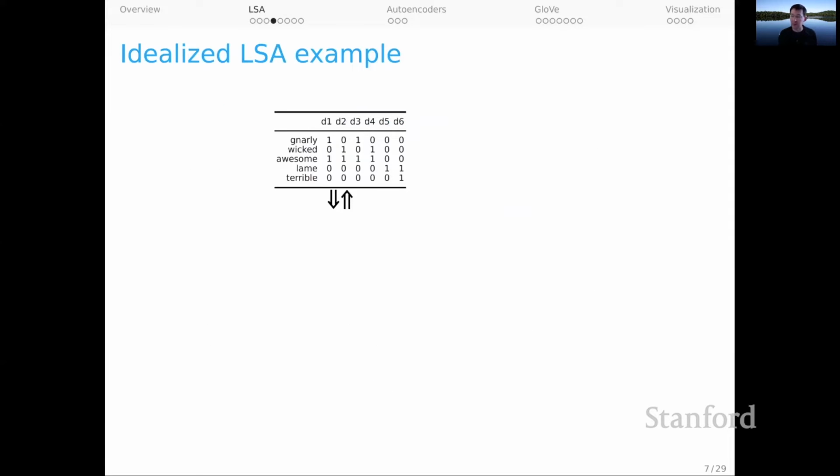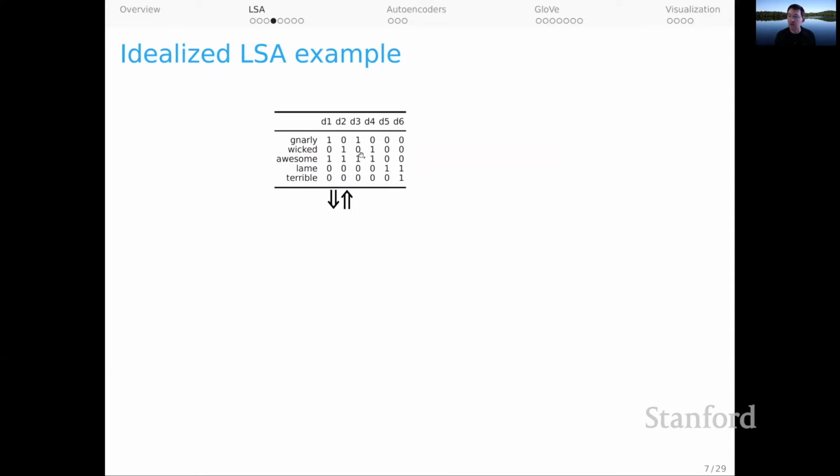Let me walk you through an example of how that happens. And first, let me motivate this a little bit with an idealized linguistic case. So I've got up here a word by document matrix. Its vocabulary is gnarly, wicked, awesome, lame, and terrible. And the conceit of my example is that both gnarly and wicked are positive terms, so they tend to co-occur with awesome and not co-occur with lame and terrible.